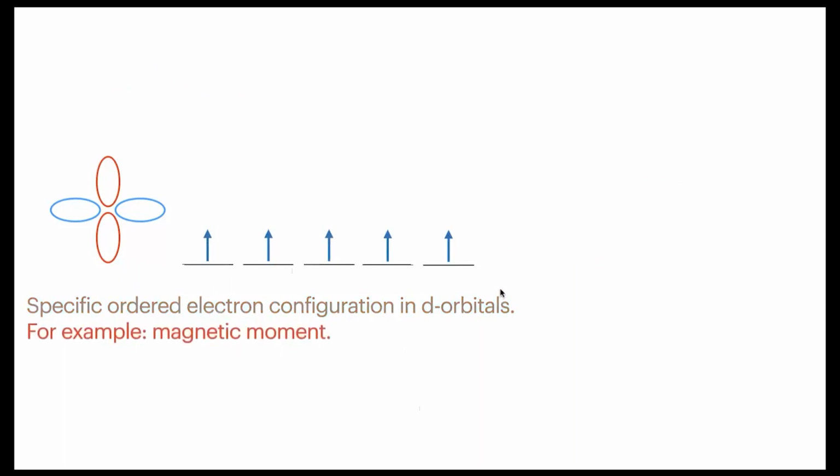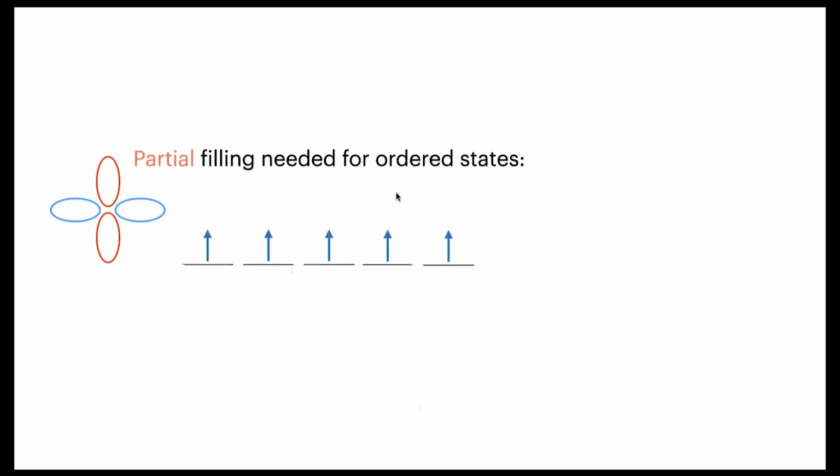So here I'm showing, for example, a magnetic moment. If all your orbitals are filled or all your orbitals are empty, you can't have some sort of ordered electron configuration here. So partial filling is needed to have these ordered states, right? You don't have magnetic order with no electrons or when the shell is fully filled.